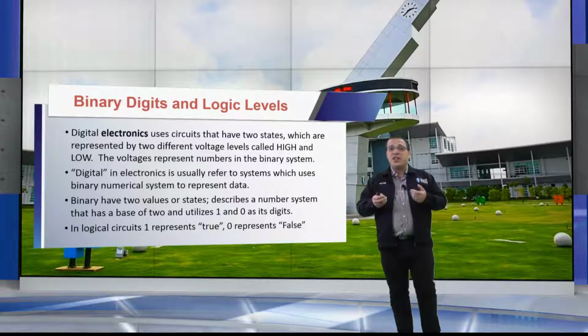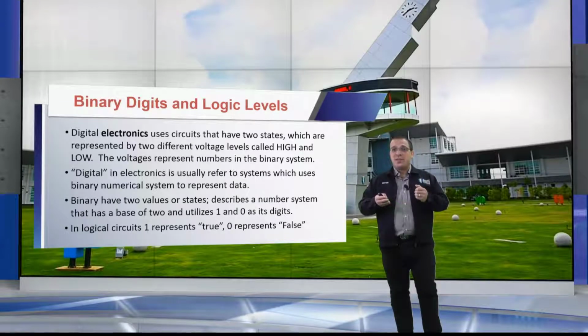Because digital electronics have only two states, which are represented by two different voltage levels called high and low. In general, of course, some systems are not the same, but we can say there are two levels, 1 and 0, or in other words true and false. We use this through other circuits called the digital logic gates. So the logic gates have true and false, which is represented by 0 and 1, which is the binary system.